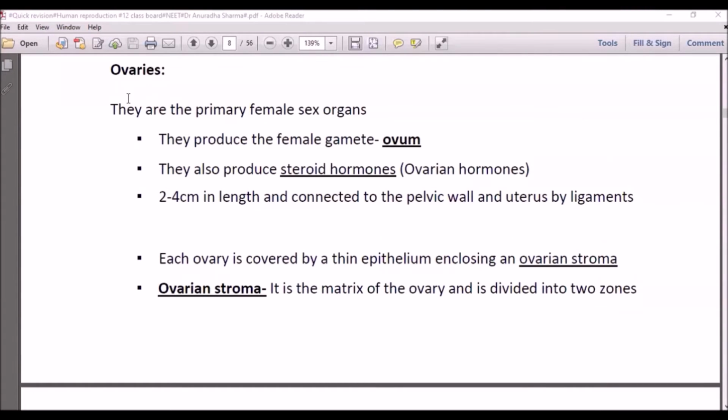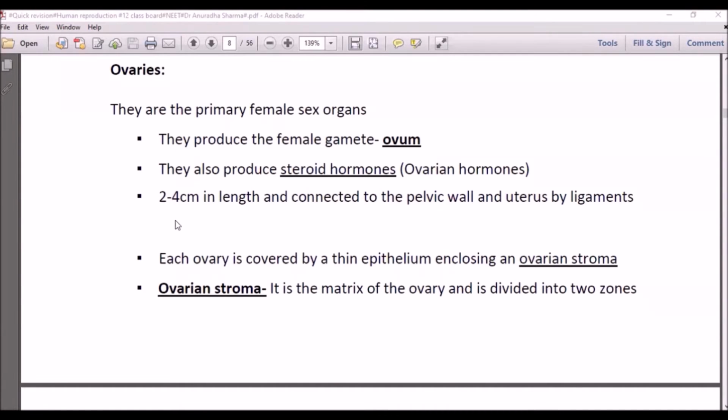Now we know that these ovaries are the primary female sex organ because they are associated with fertilization. They are sexual organs, so they produce the female gamete, which is known as ovum. So the female gamete is the ovum. They also produce steroid hormones, which are known as ovarian hormones.